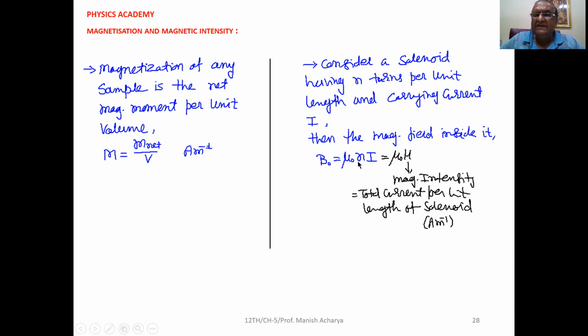Now n into I is called H, the magnetic intensity. Here n is the number of turns per unit length and I is the current through each turn. So n into I gives you the total current per unit length of the solenoid, and that is the magnetic intensity. Its unit will also be ampere per meter. It implies that if the core inside the solenoid is free space or air, then the magnetic field is mu 0 into H, where mu 0 is the permeability of the core, which is free space. Clear to all of you?